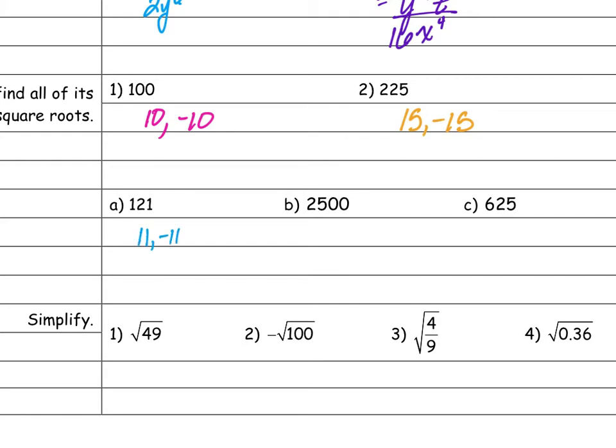Okay, what about B? We'll give him 10. You're going to give somebody else a chance? Yeah, I already got it. 150 and negative 150. I'm sorry? 150 and negative 150. 150 times 150 is not 2,500. Oh, 50. 50 and negative 50? There you go. 50 and negative 50.